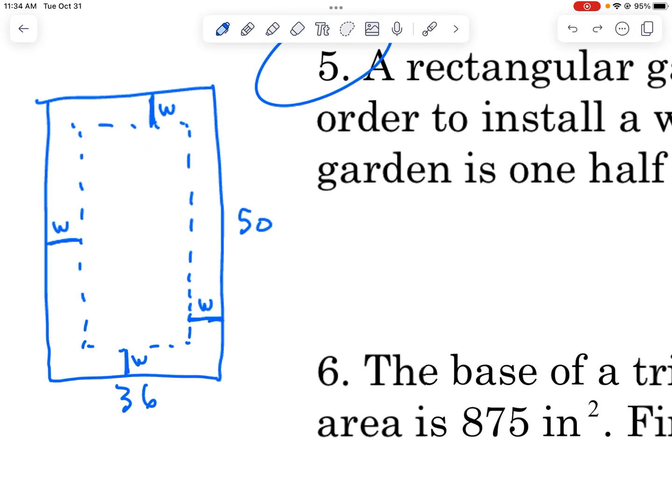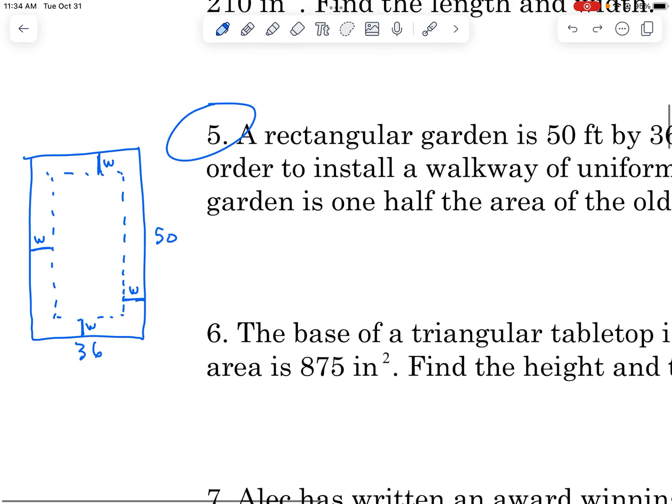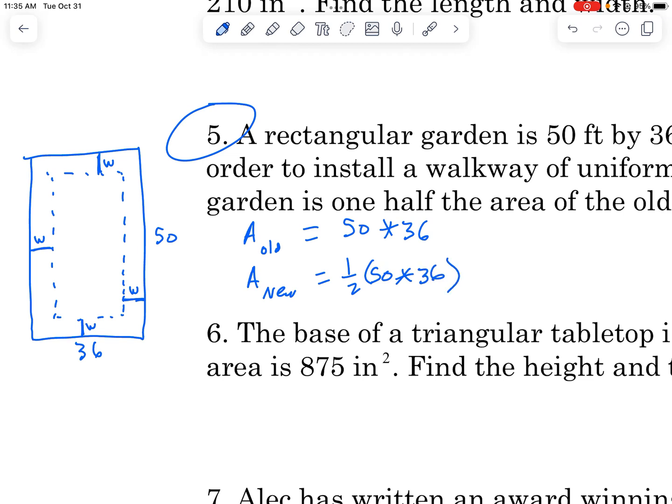Okay. Well, that might require us to write things out. So we have the area of the old garden. Let's just do A sub old. It's kind of like an indicator. What kind of area are we getting? The old area is just 50 times 36, which gives you a number. And then the area of the new garden is going to be half of that, or 50 times 36 is. Let's actually calculate that.